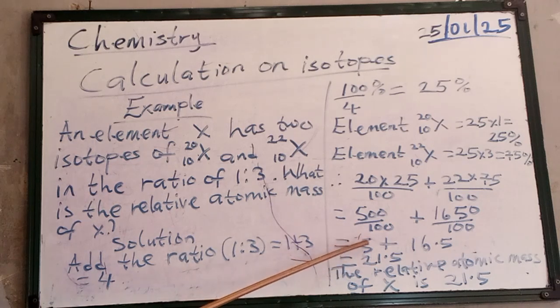So here we are going to have 5 plus 16.5, which is 21.5. Therefore, the relative atomic mass of X is 21.5.